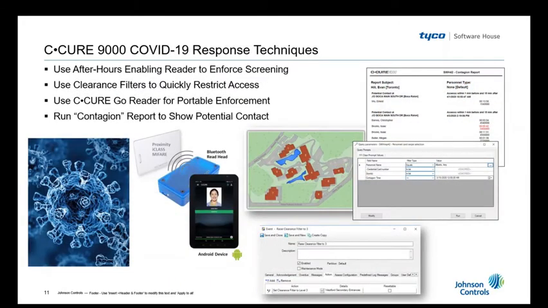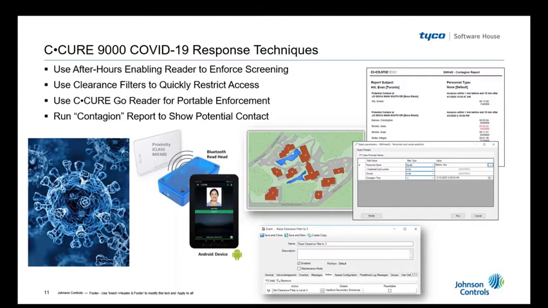Okay, so let's take a quick look at the 4 items we wanted to highlight for the COVID response techniques. Obviously, this has been a very difficult year as people are either working remotely or just trying to get back into the workforce as buildings are opening up. So here are some tools that you have built in today into Secure that you could be utilizing as you take that step forward. So the first one is the after hours enabling reader.